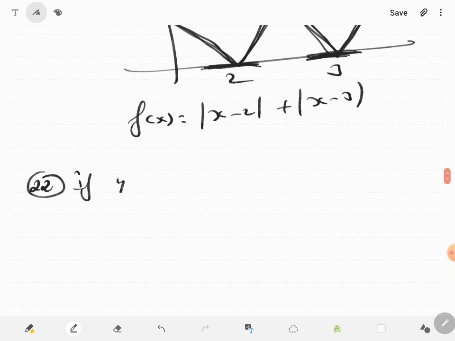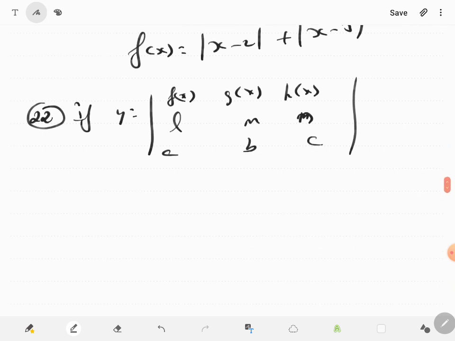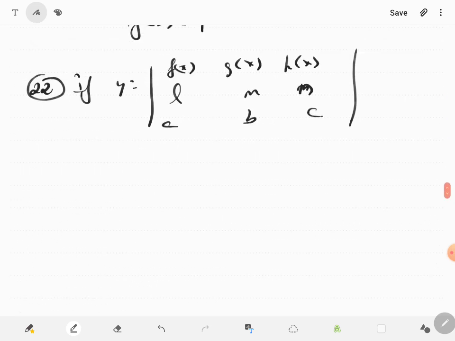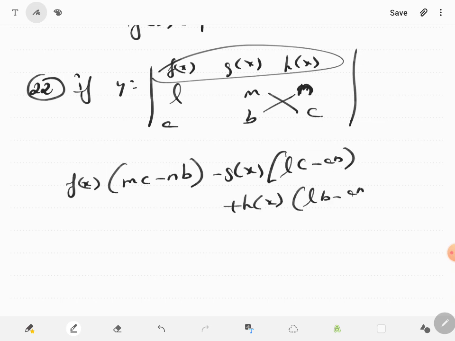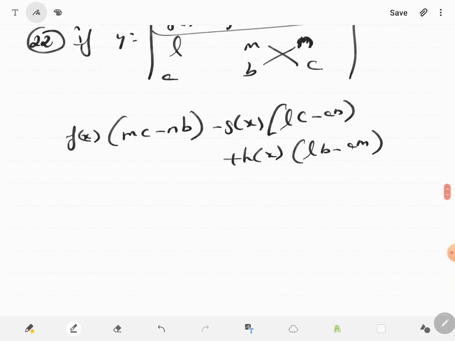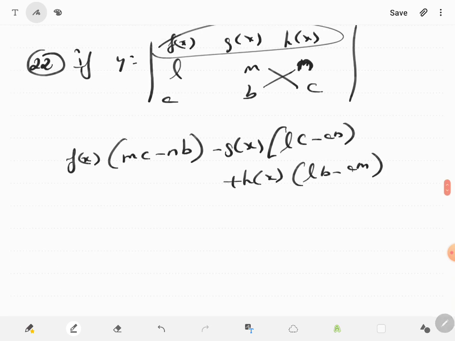If y is equal to the determinant with rows f of x, g of x, h of x; l, m, n; and a, b, c, prove that, they're asking for dy by dx. Okay, let's find the determinant of this first. Freeze this. F of x into mc minus nb, top to bottom minus bottom top, minus g of x into lc minus an, plus h of x into lb minus am. This is what you get.